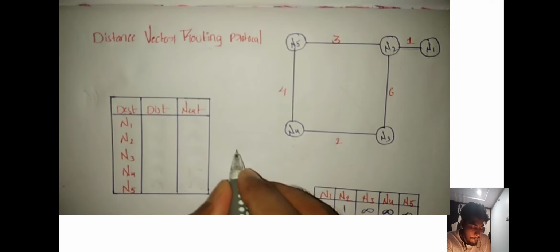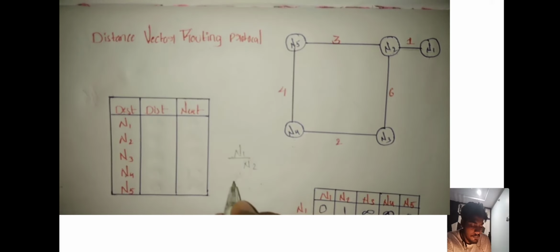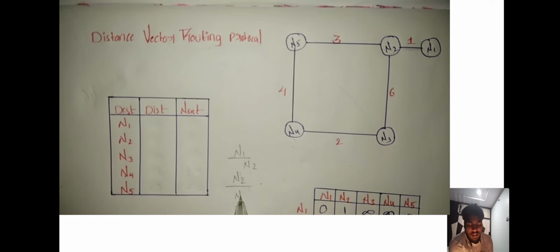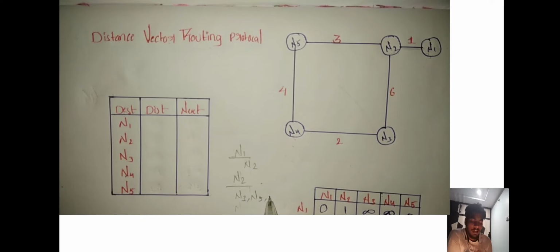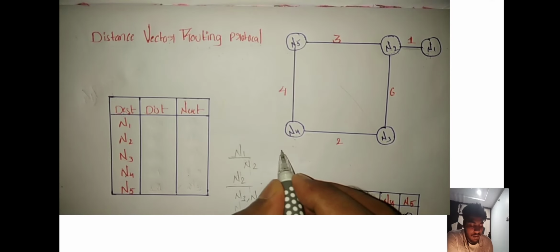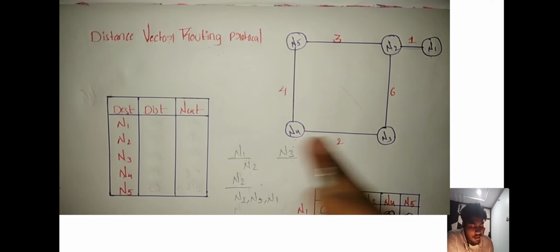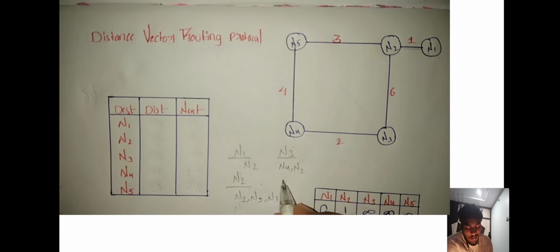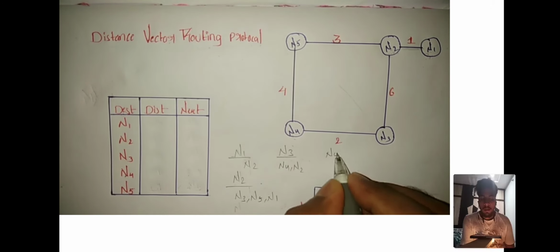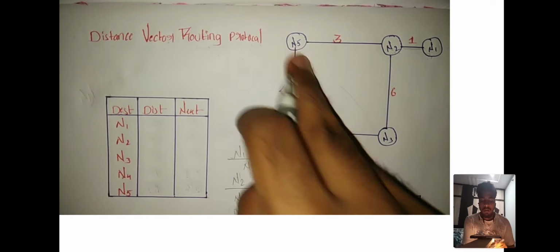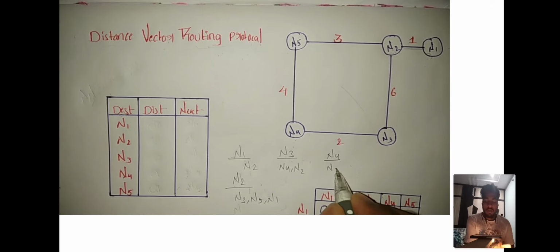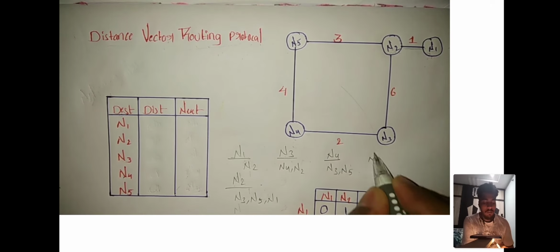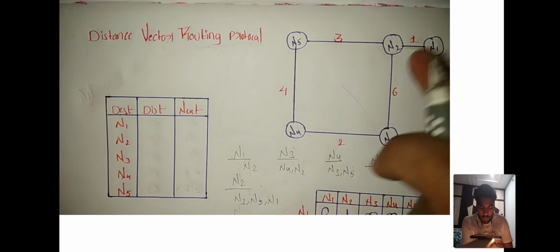And now that means n1 can share the distance vector of n2, and n2 can share the distance vector of n3, n5 and n1. n3 can share the distance vector of n4 and n2. And n4 can share the distance vector of n3 and n5 because these two are the neighbors. Now n5 can share the distance vector of n2 and n4.